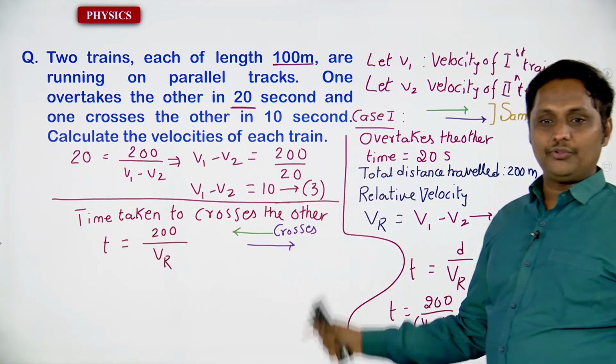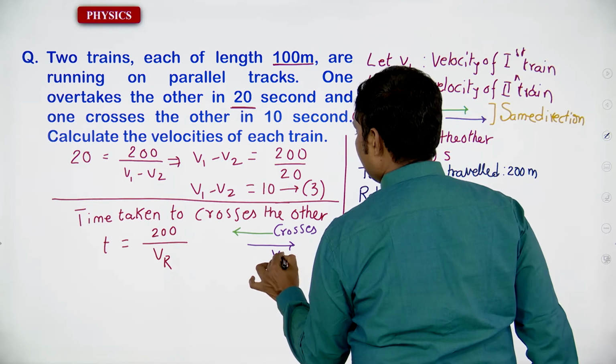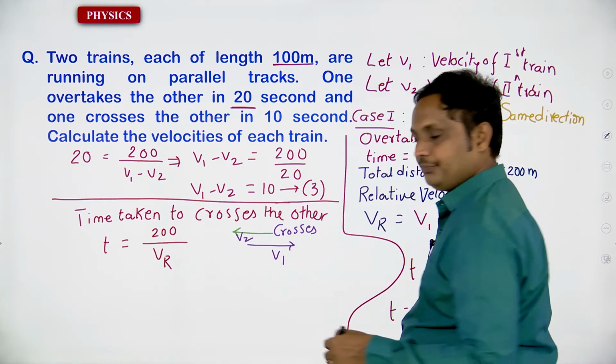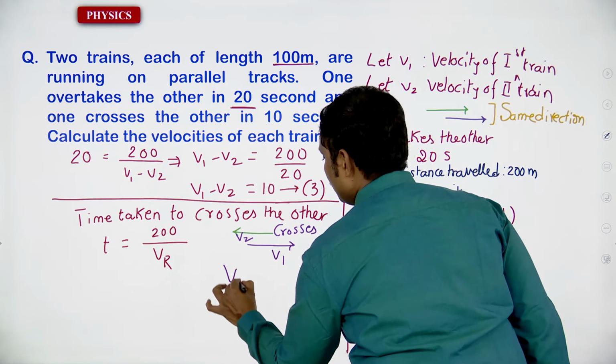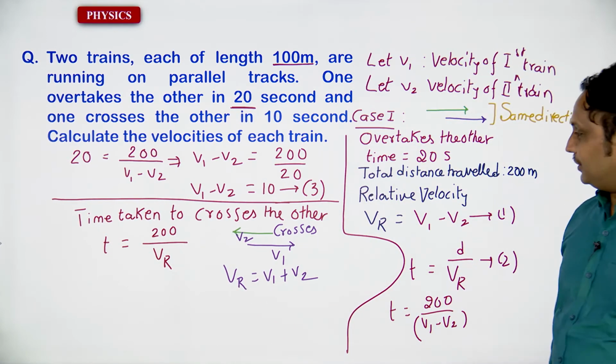Yes, they are going to cross. So, VR, this is going to be V1, V2, let's assume. So, VR is equal to V1 plus V2. This is very clear. We would like to go for that.